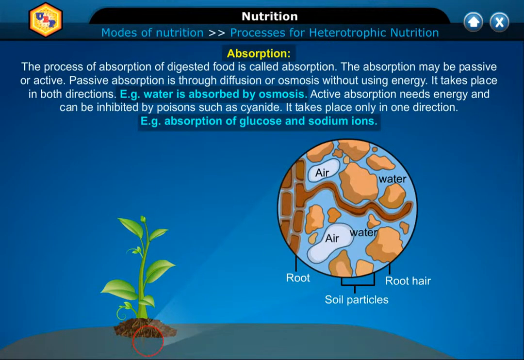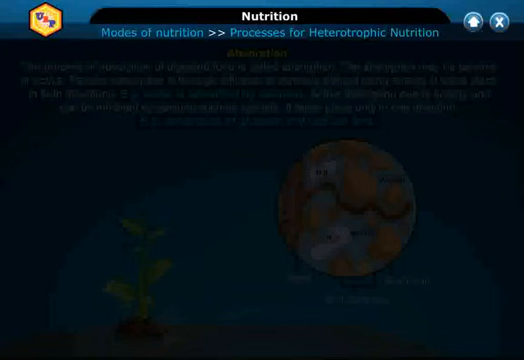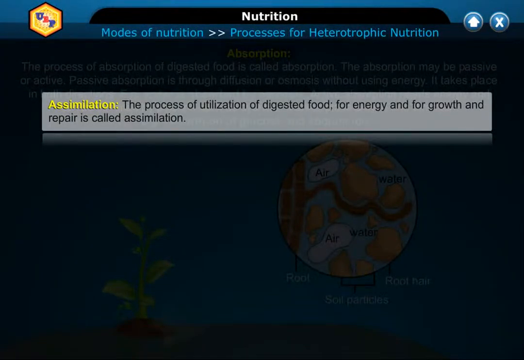Active absorption needs energy and can be inhibited by poisons such as cyanide. It takes place only in one direction. Example, absorption of glucose and sodium ions. Number 4. Assimilation. The process of utilization of digested food for energy and for growth and repair is called assimilation.